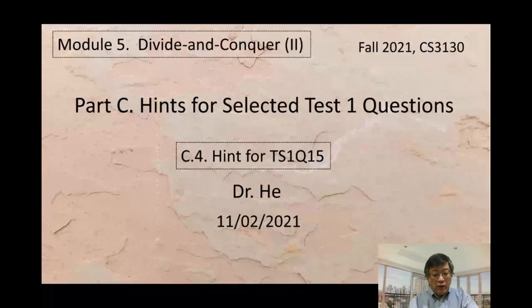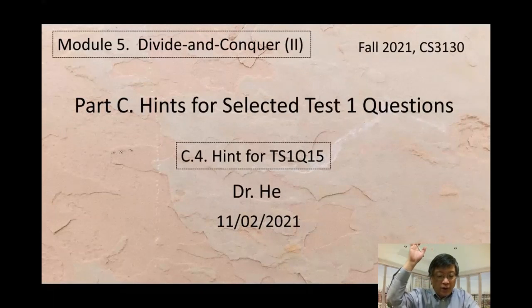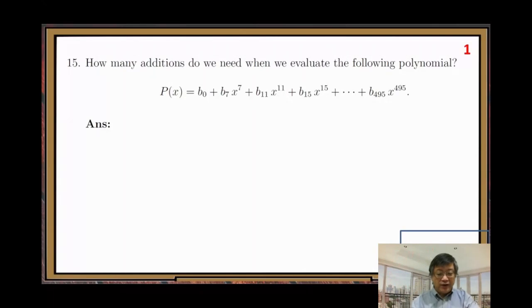Part C.4, hint for test 1 question number 15. For this question, you need to count the number of additions. Because there are many terms, you need to do some calculation to find how many terms there are. But here, I designed this question with a purpose.